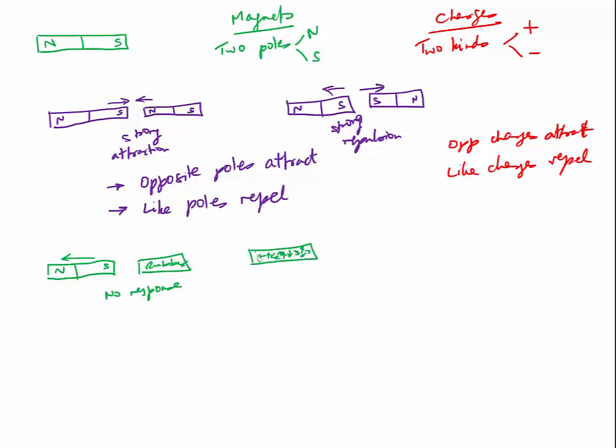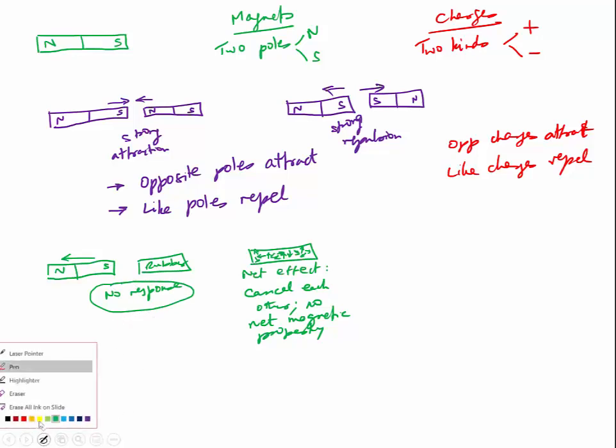But because there are so many and they're all randomly pointed, the net effect is that they all cancel each other. So there is no net magnetic property. So because there is no net magnetic property, there is no response when you bring a magnet close to it, there is no reaction.